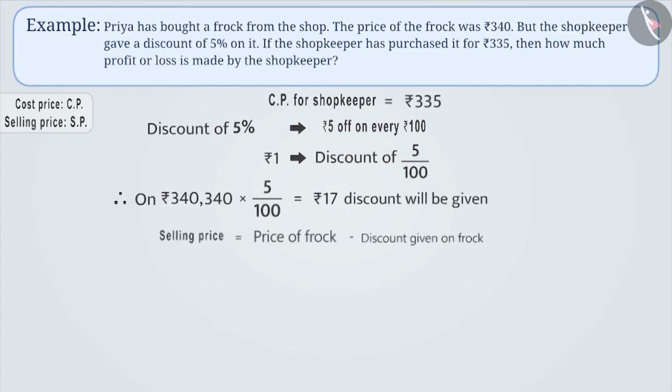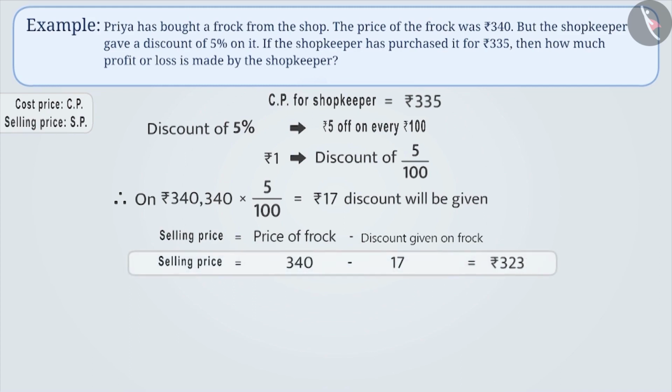Therefore, subtracting discount from the selling price of the frock gives the discounted selling price of the frock. Thus, the selling price will be rupees 340 minus rupees 17, which is equal to rupees 323. Now we know the cost price and selling price. By observing these, can you tell whether the shopkeeper made a profit or a loss? Think for a while.